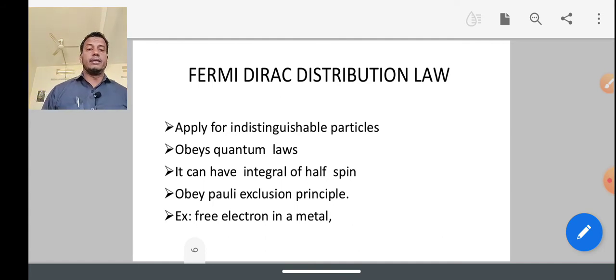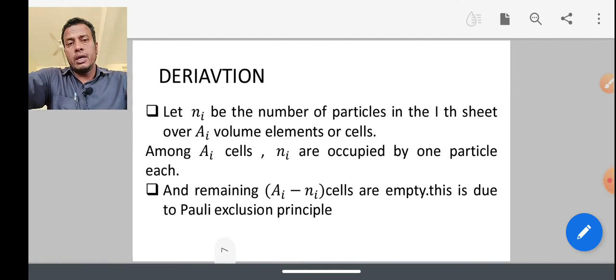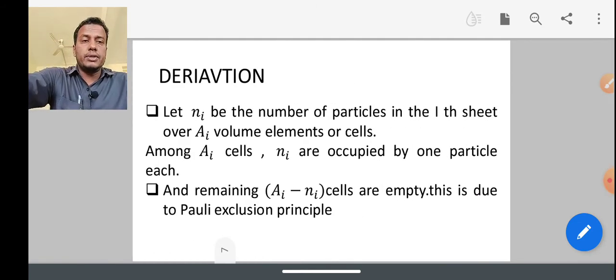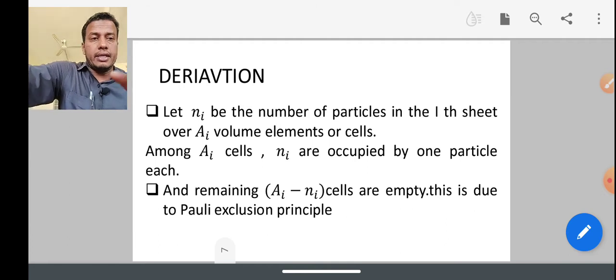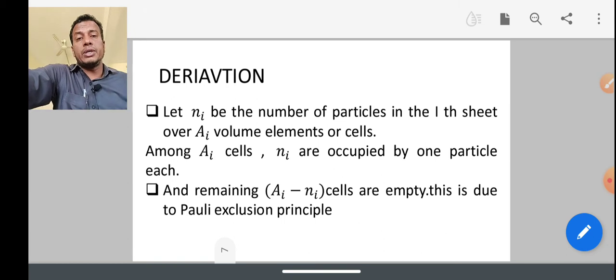These free electrons conduct, and they follow the FD distribution law. Let us see how we can derive this FD distribution law. Let Ni be the number of particles in the i-th state. Consider a sheet which consists of n number of particles, n1, n2, n3 and so on, and Ni number of particles over A elementary volumes of the cell. So A is the number of cells.